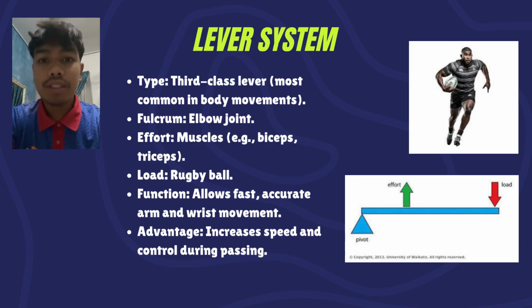In this rugby passing skill, we use third class level of lever system, in which the fulcrum is the elbow joint, the effort is the muscle, which is we using our bicep and triceps, and the load is the rugby ball, and the function is to coordinate our arm and wrist movement when passing. The advantage is increased speed and control during passing.